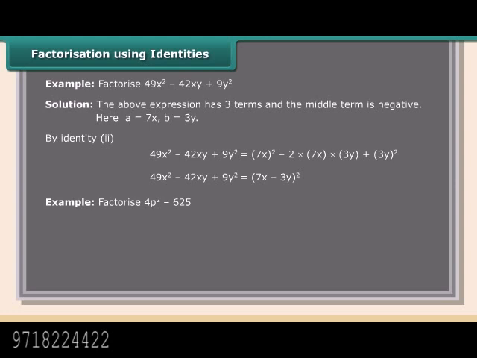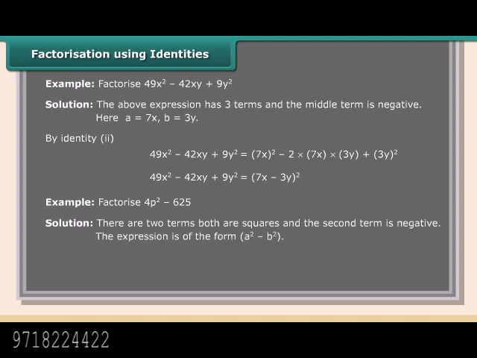Example: factorize 4p² − 625. Solution: there are 2 terms, both are squares, and the second term is negative. The expression is of the form a² − b². By identity 3, 4p² − 625 is equal to (2p)² − 25², which is equal to (2p + 25)(2p − 25).